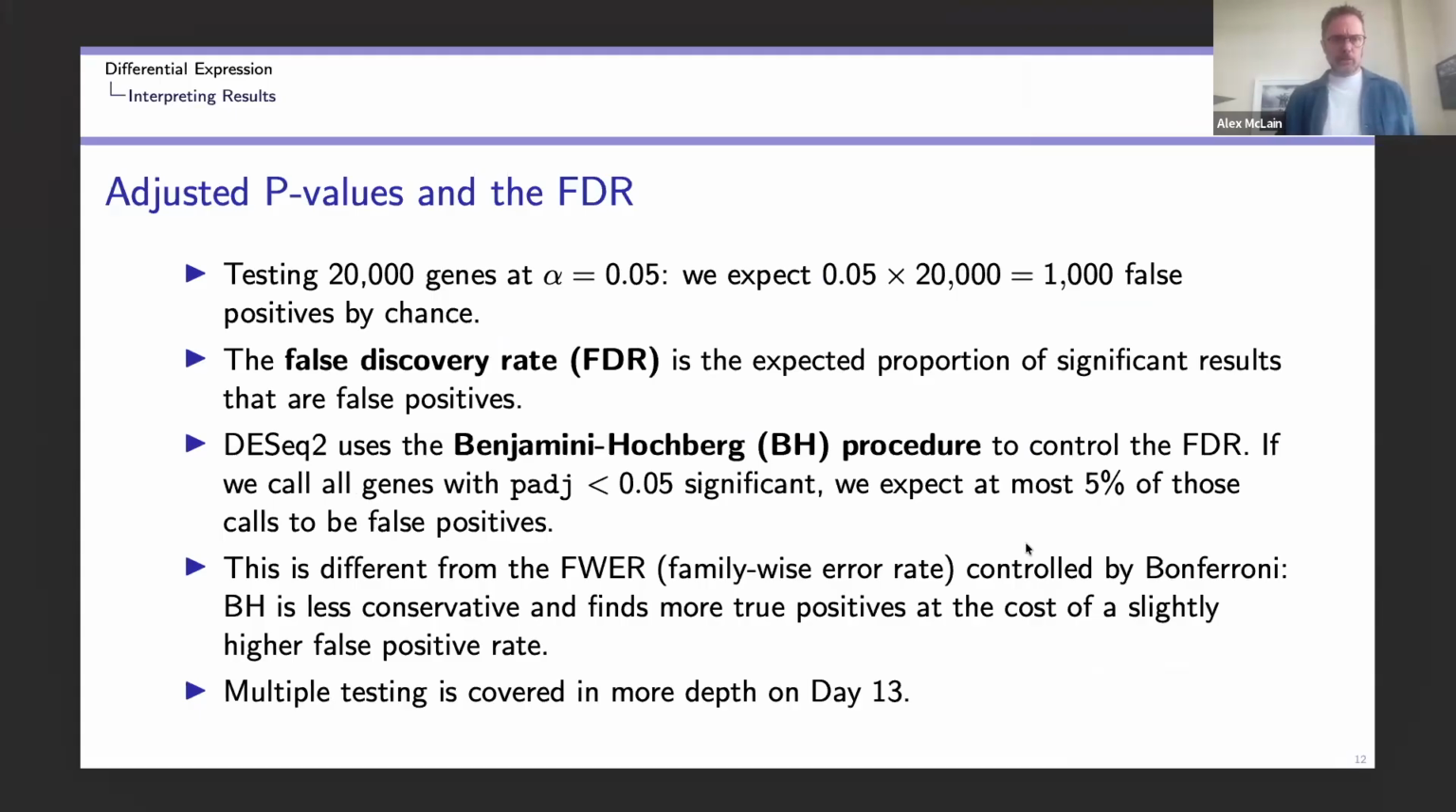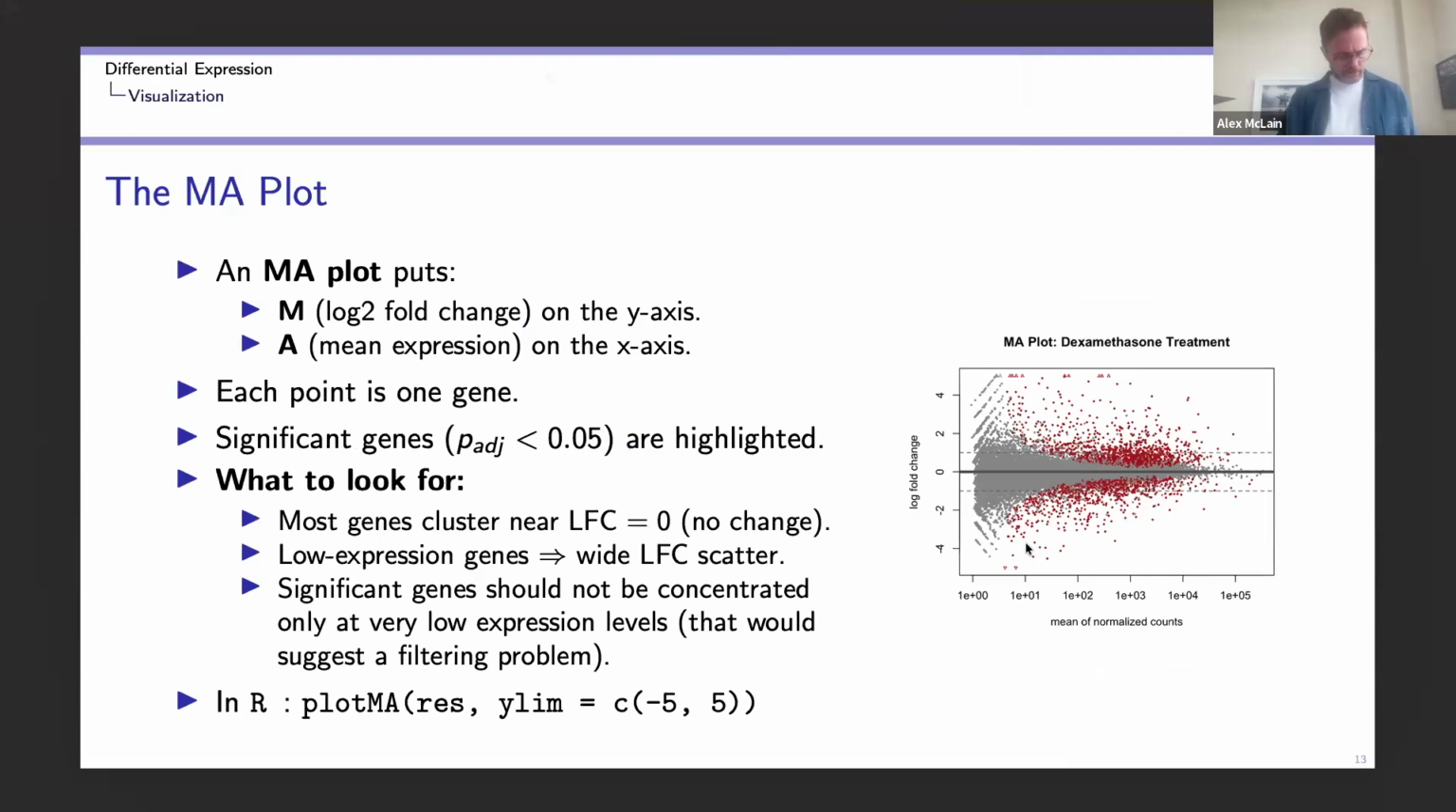Okay, so here we're going to look at some figures. First, we have the MA plot. This plots M, which is the log2 fold change, on the y-axis, and A, mean expression, on the x-axis. Each point in this figure is one gene. Significant genes, so those that have a p-adjust less than 0.05, are highlighted. So those are going to be the red points.